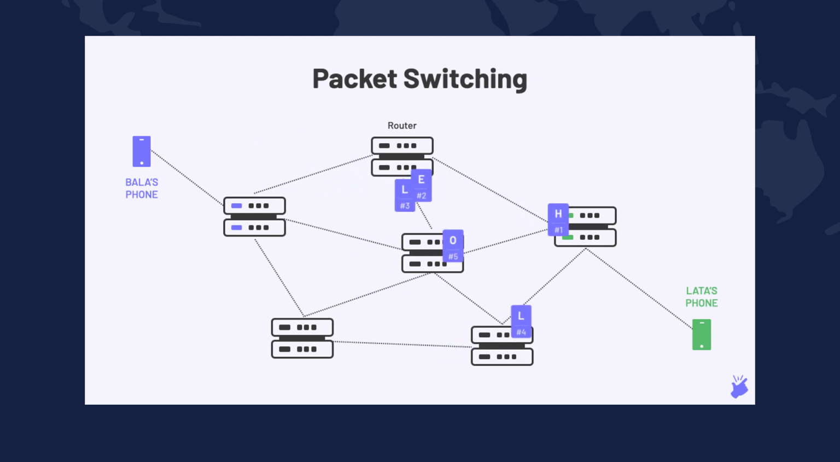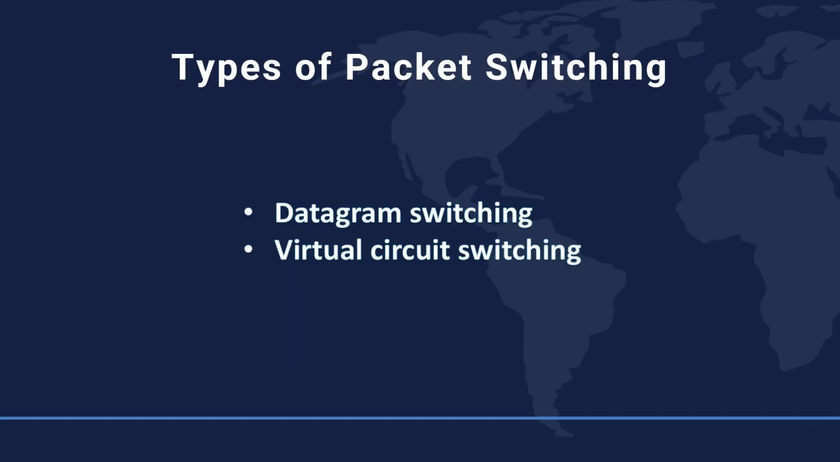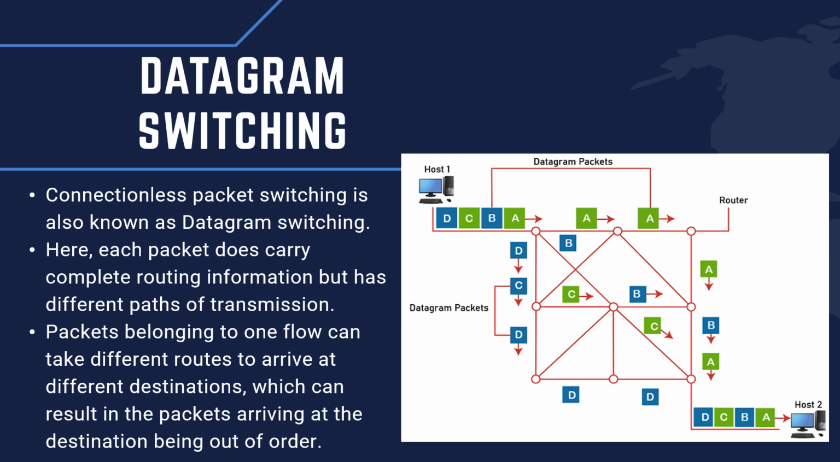Now, there are basically two approaches for packet switching. We'll discuss them. These two types of packet switching are the datagram based approach, which is basically datagram switching, and the second one is the virtual circuit approach, which is virtual circuit switching, right? So let's first discuss what is datagram packet switching, right?